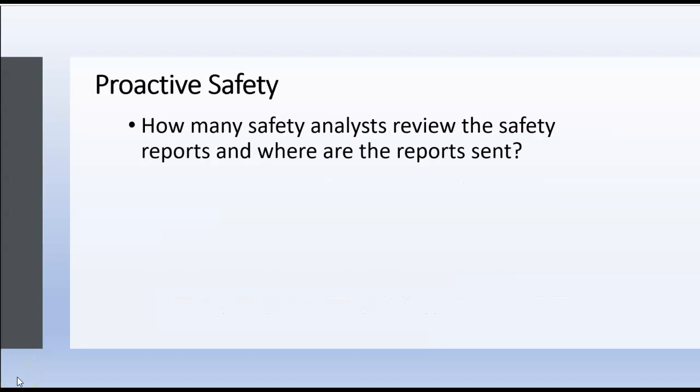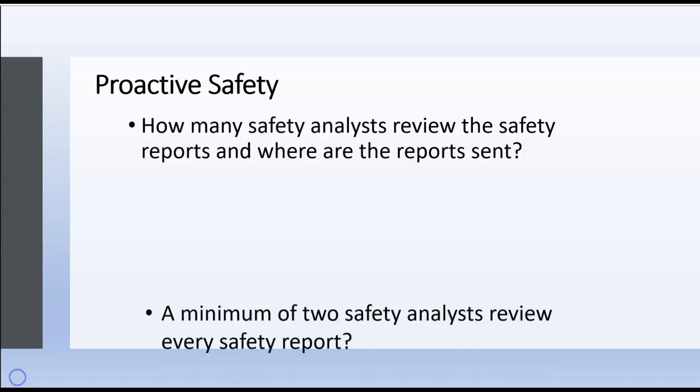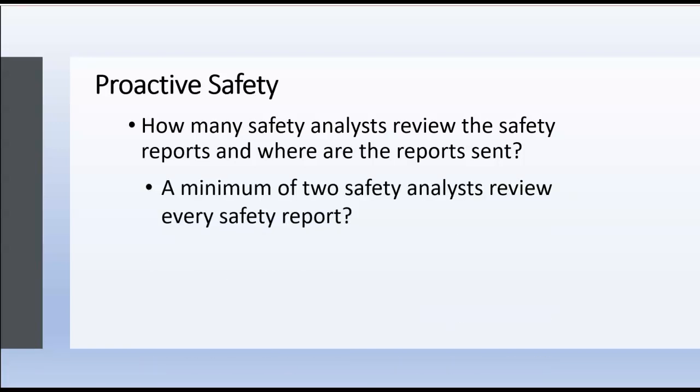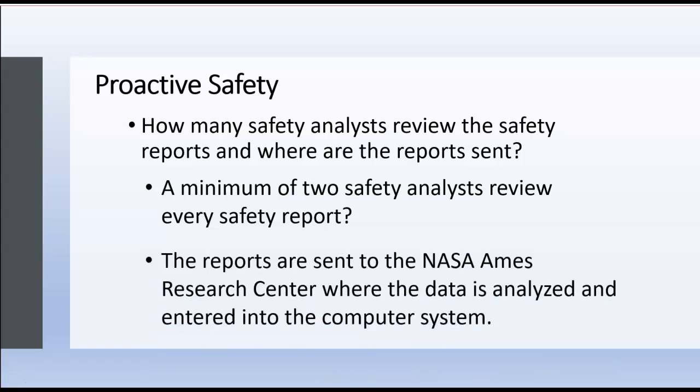When you submit a report to the Aviation Safety Reporting System, it's reviewed by safety analysts. How many safety analysts review these safety reports, and where are they sent? The safety reports are analyzed by a minimum of 2 safety analysts. It could be more depending on the scope of the problem, but a minimum of 2 safety analysts review every safety report. And those reports are sent to the NASA Ames Research Center, where the data is analyzed and entered into a computer system.